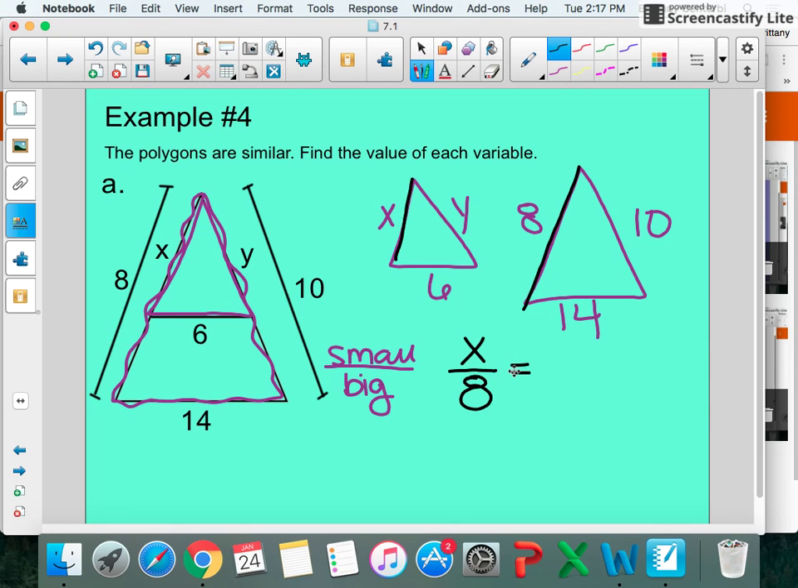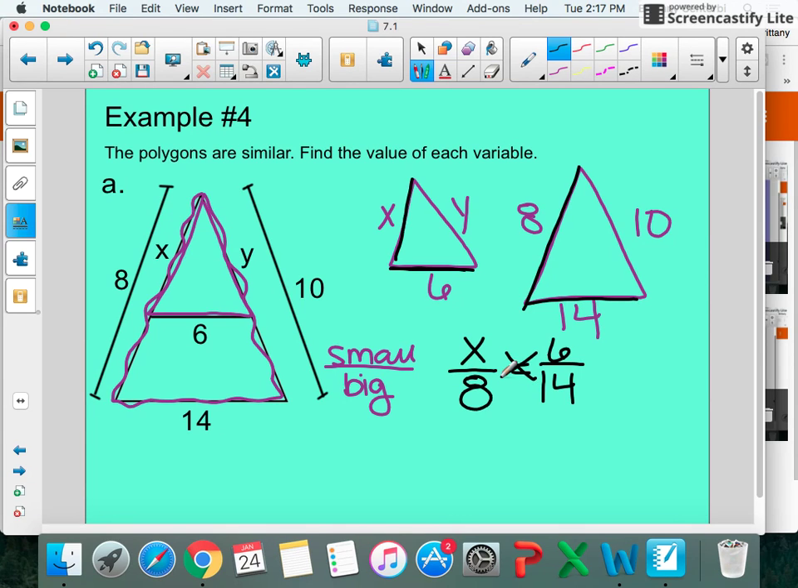because remember we're setting the proportion, and the proportion has an equal sign in the middle. Now I'm not going to do where Y is because I can't solve an equation when I have X and Y in it. So I'm going to do the bottom. So I'm going to do 6 over 14 because 6 matches with the small triangle and the bottom on the big triangle.